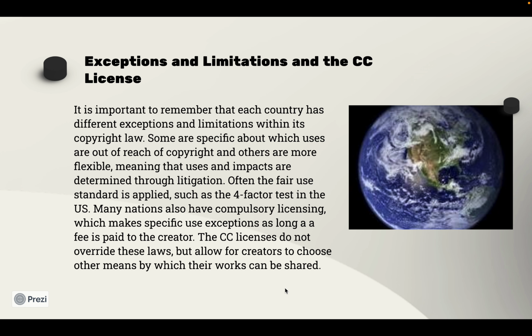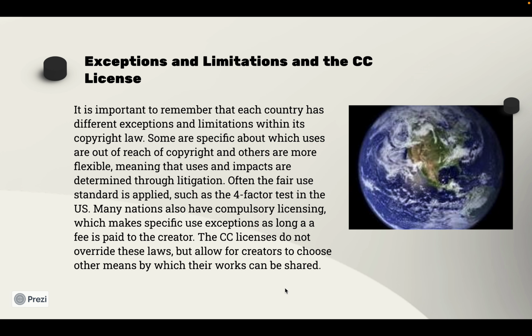There are exceptions and limitations to the CC license. Each country has different exceptions and limitations within its copyright law. Some are specific about which uses are out of reach of copyright, and others are more flexible, meaning that the uses and impacts are determined through litigation.